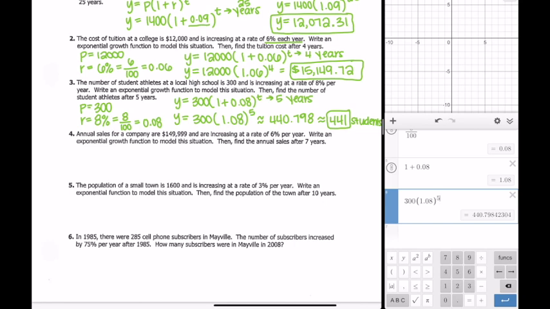Annual sales for a company are $149,999 and are increasing at a rate of 6% per year. Write an exponential growth function to model this situation. So what we know is that the starting amount of sales, or P, is $149,999. And we know this is increasing, so it's growth, and it's at a rate of 6% per year. So 6% is 6 out of 100, and 6 divided by 100 is 0.06.